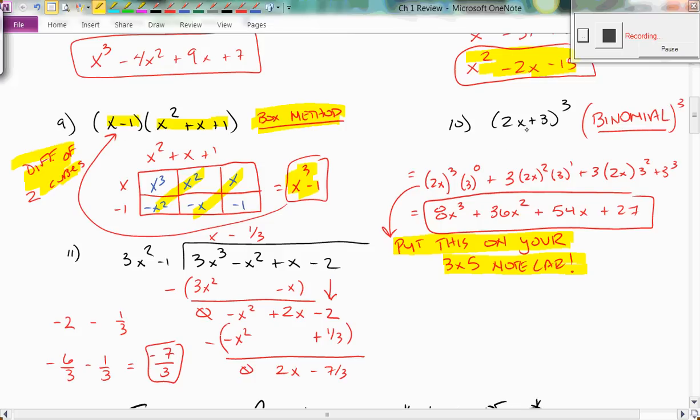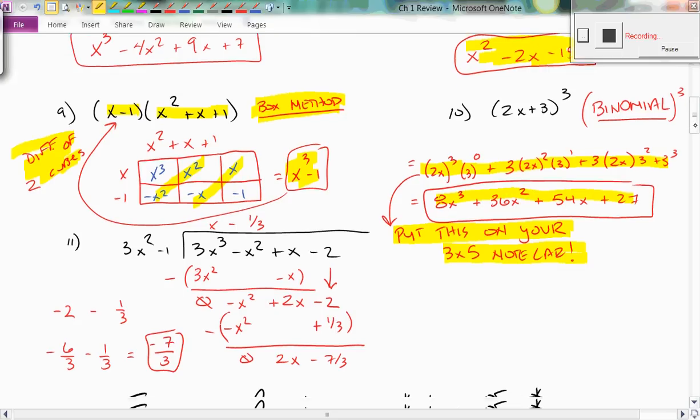Number 10, 2x plus 3 to the third is like a binomial to the third power. So there is the formula that says how you're supposed to do it, and it would be a good idea to put that on your 3x5 note card. The how to cube a binomial. It's this big part right here. I said you don't have to memorize it, so you might want to put that on your note card. Anyways, the answer is 8x to the third plus 36x squared plus 54x plus 27.